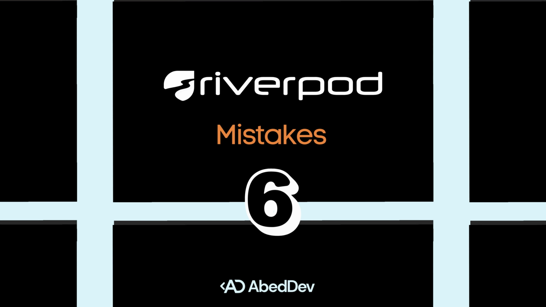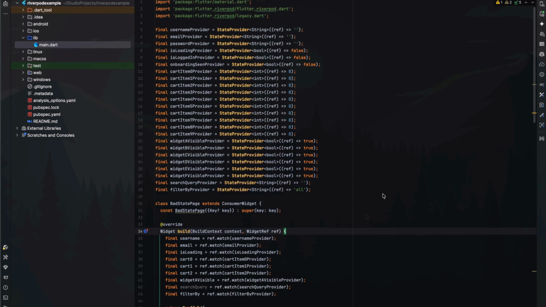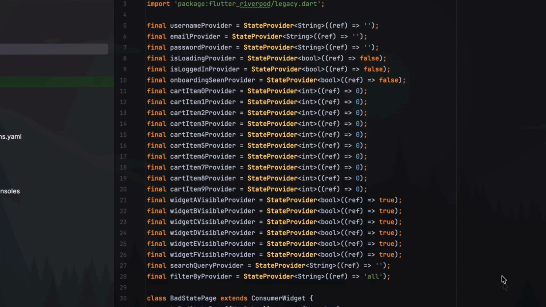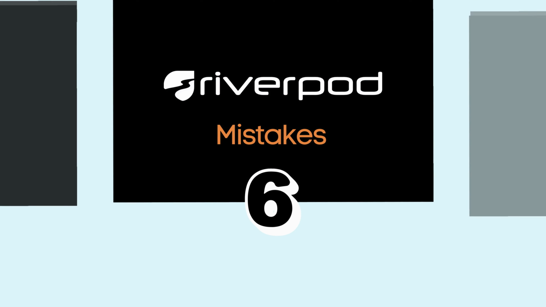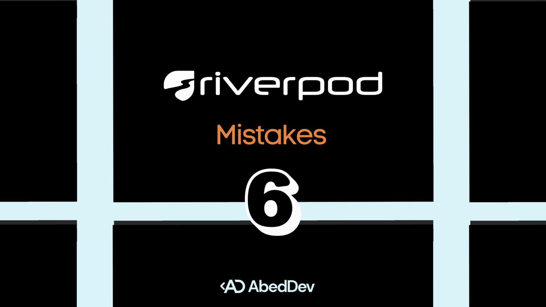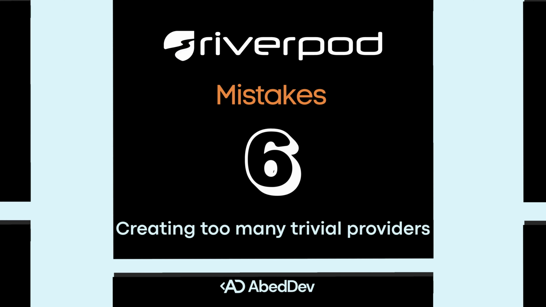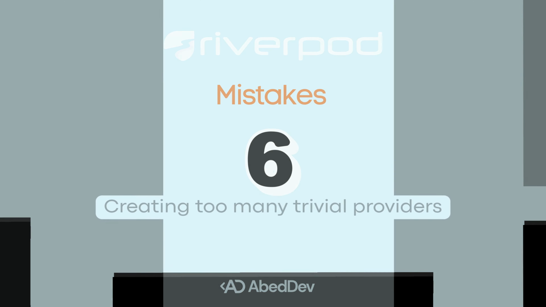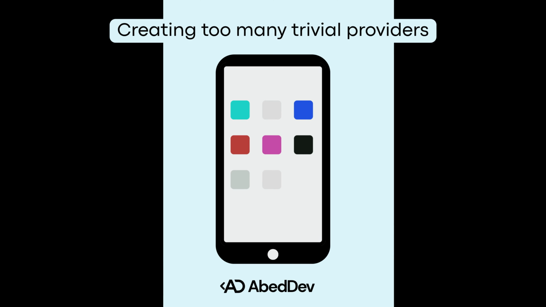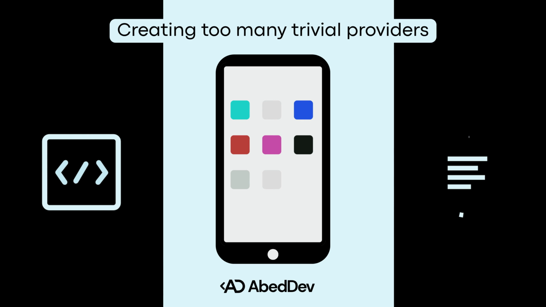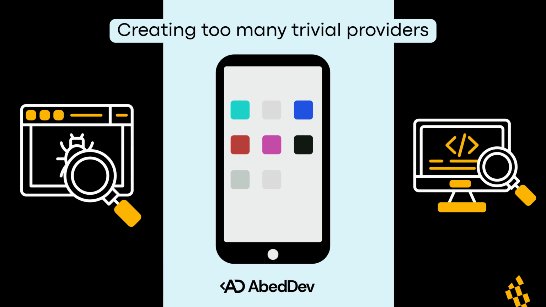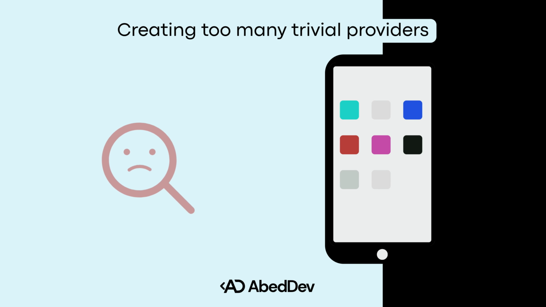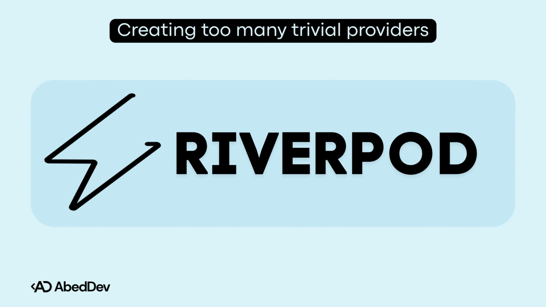If you are using Riverpod and have a dozen tiny providers for every boolean, string, or widget state, you may be turning your app into a debugging nightmare. Here is a mistake I see all the time in Flutter Riverpod projects: creating too many trivial providers. You might think it makes things modular and clean, but in reality, it makes your app harder to debug, harder to track, and almost impossible to refactor later.